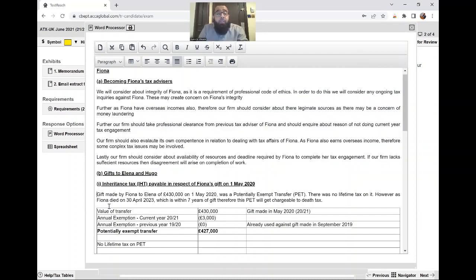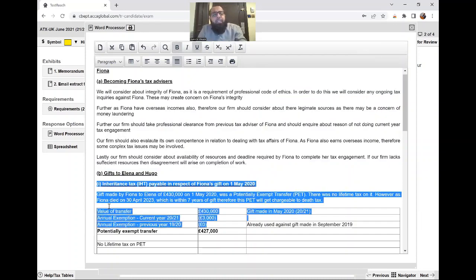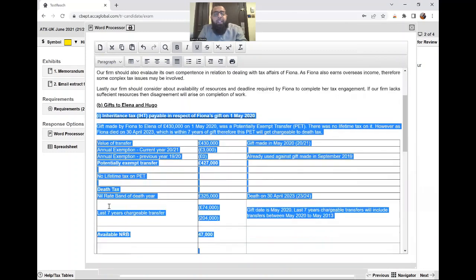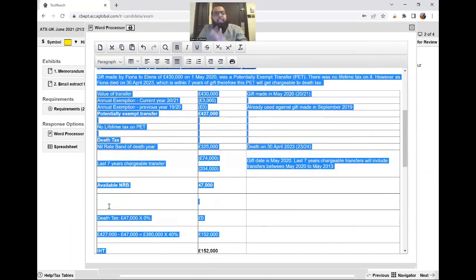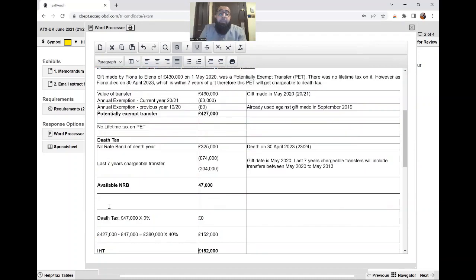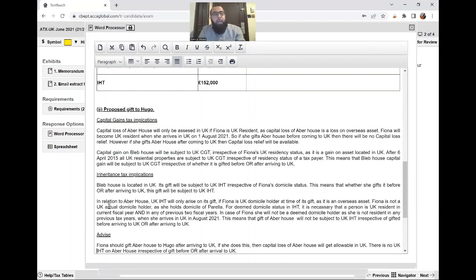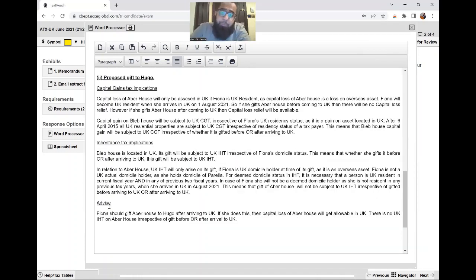The second part was a simple IHT calculation. Even a basic tax student would have done it. And then part B2 was a bit of a tricky one. Proposed gift to Hugo. He asked us to comment on capital gains tax and inheritance tax implications of gifting Aber House, which is an overseas asset, and of gifting Blab House, which is a UK asset.